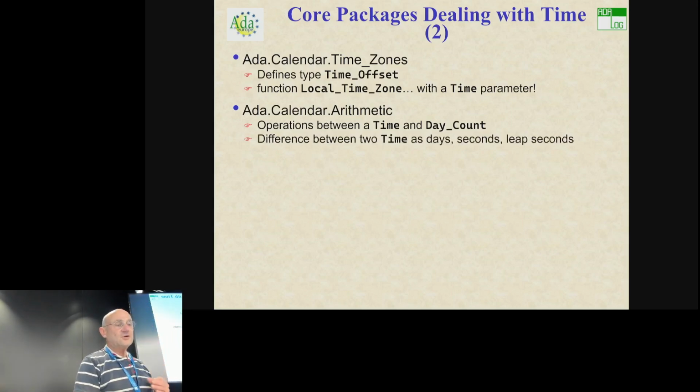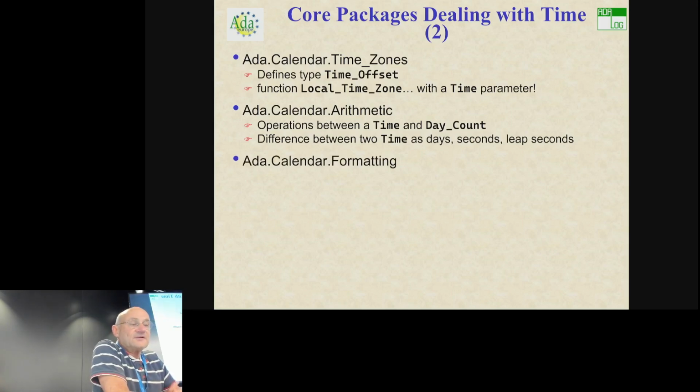It gives you also the difference between two times as a number of days, of seconds, and of leap seconds. Because the number of seconds is given as a Second_Number, it cannot be 60. So we separate the leap seconds from the regular seconds.